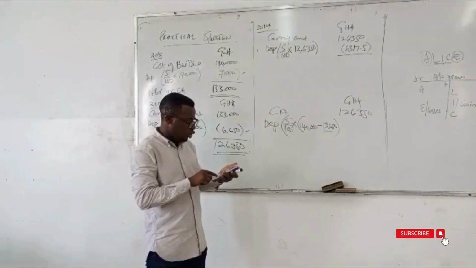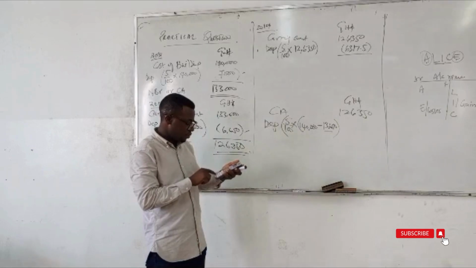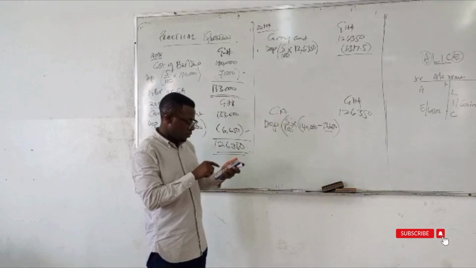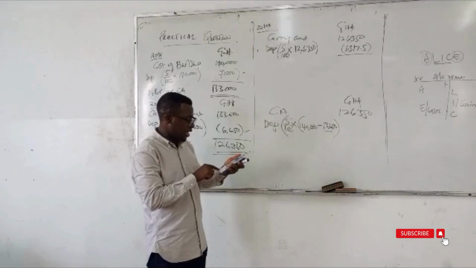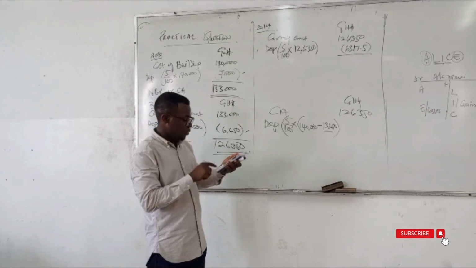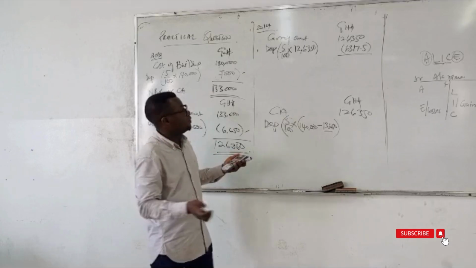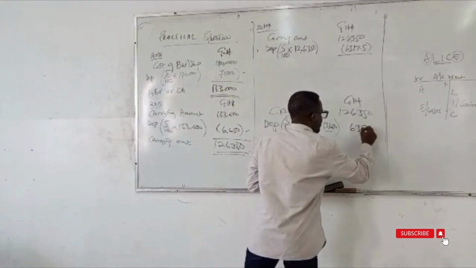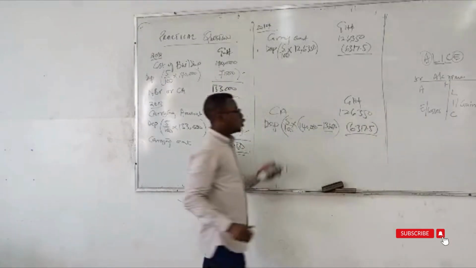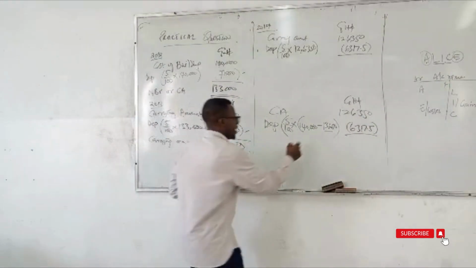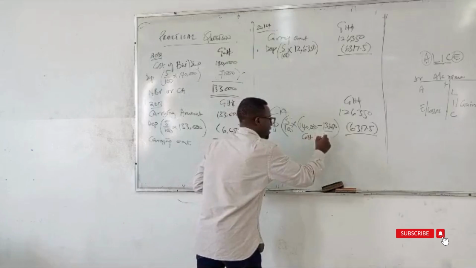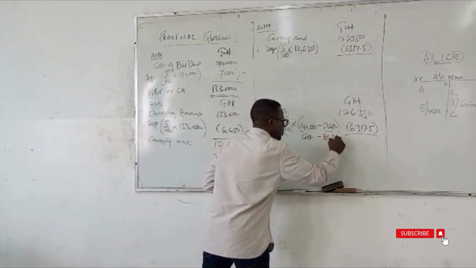Let's say 0.05 times, in brackets, 140,000 minus 13,650. It's giving us the same figure as well, 6,317.5. So this is the cost of the asset minus the accumulated depreciation.